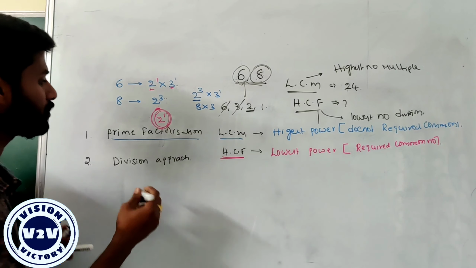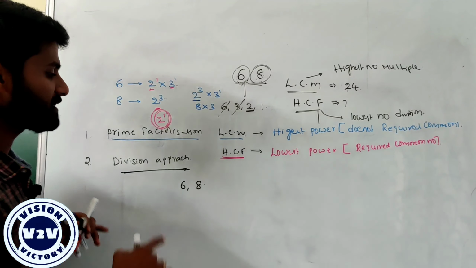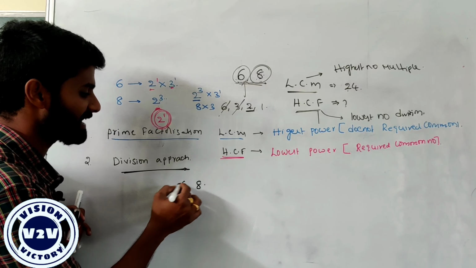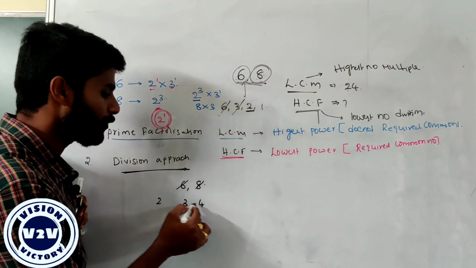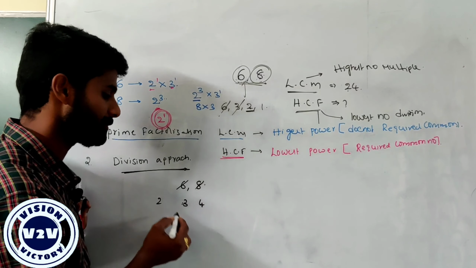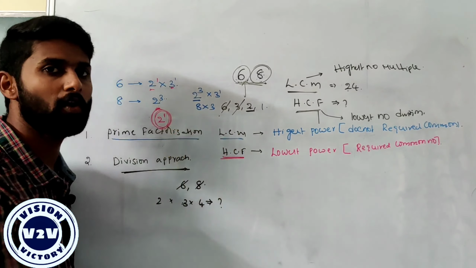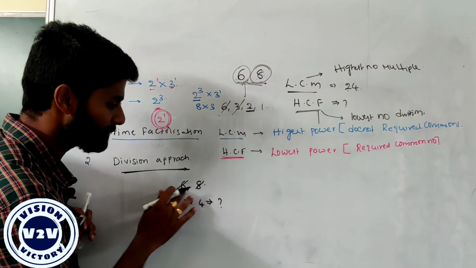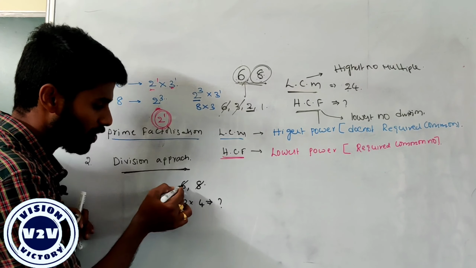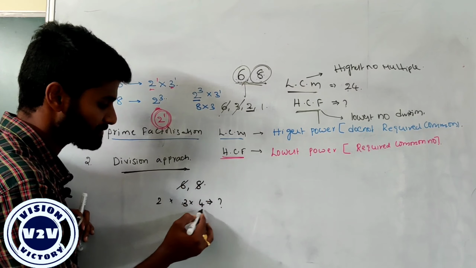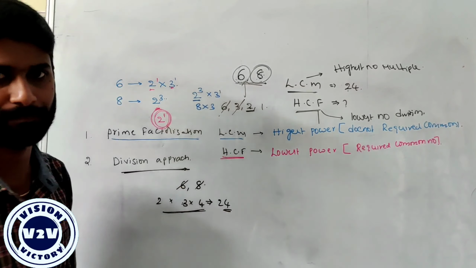Now the division approach, for example 6 and 8. Which numbers cancel exactly? 2 goes into them 3 times and 4 times, and 3 and 4 do not cancel in any particular number, which means we need to multiply these numbers. We get the LCM. If two numbers are given, simply cancel the exact term: 2, 3 times, 4 times. Multiply all these numbers and we get the LCM.